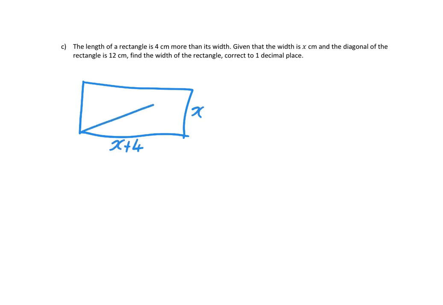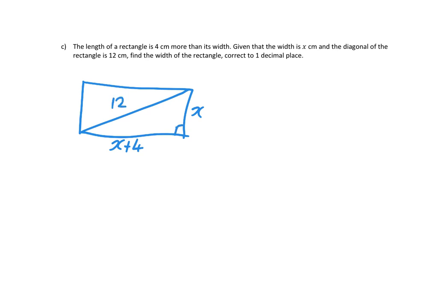This example says the length of a rectangle is 4 centimeters more than its width. Given that the width is x and the diagonal of the rectangle is 12, find the width of the rectangle. Okay, no idea, so let's do a wee diagram. Here we've got a rectangle. The length of the rectangle is 4 centimeters more than its width, so if its width is x, its length is x plus 4. And we're also told the diagonal is 12.